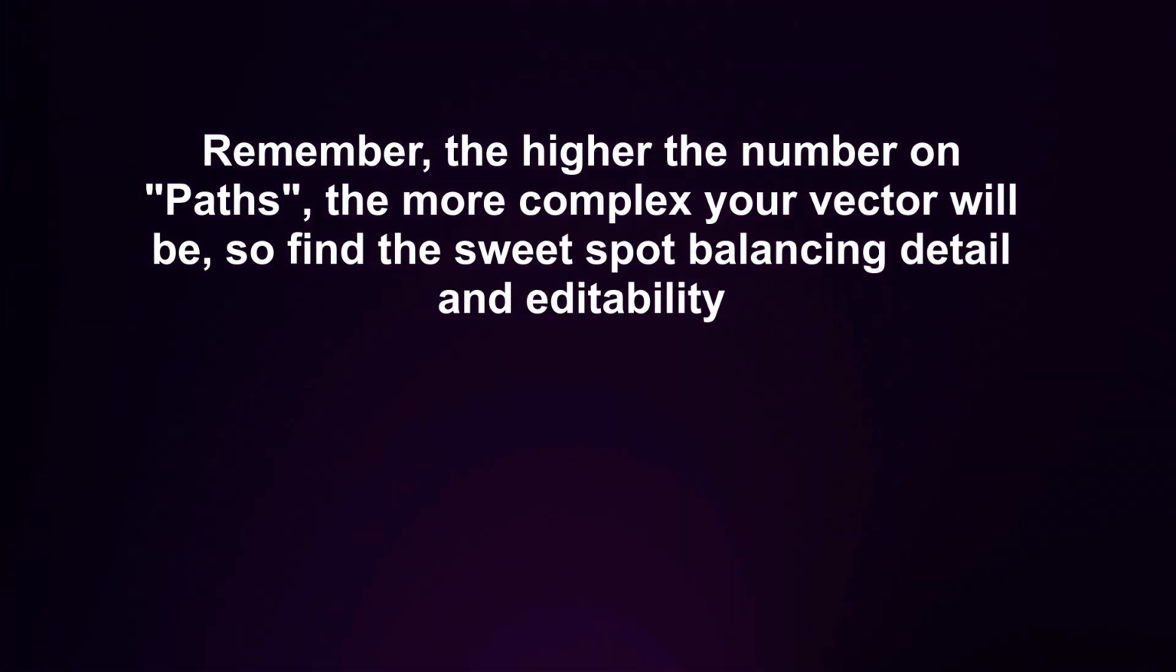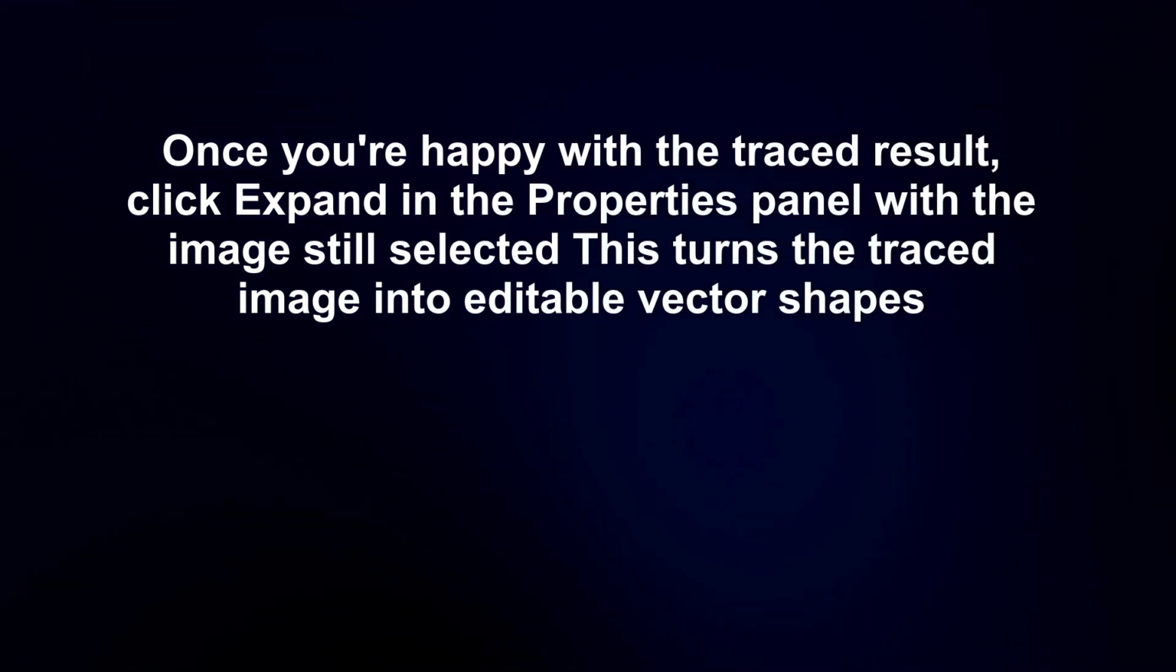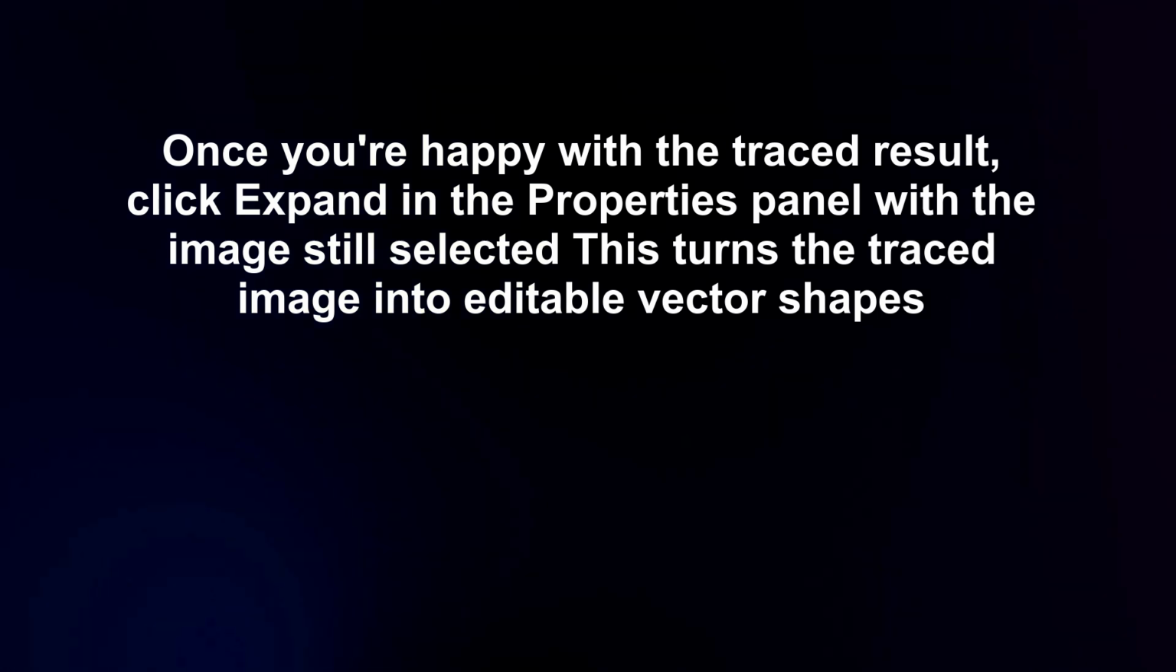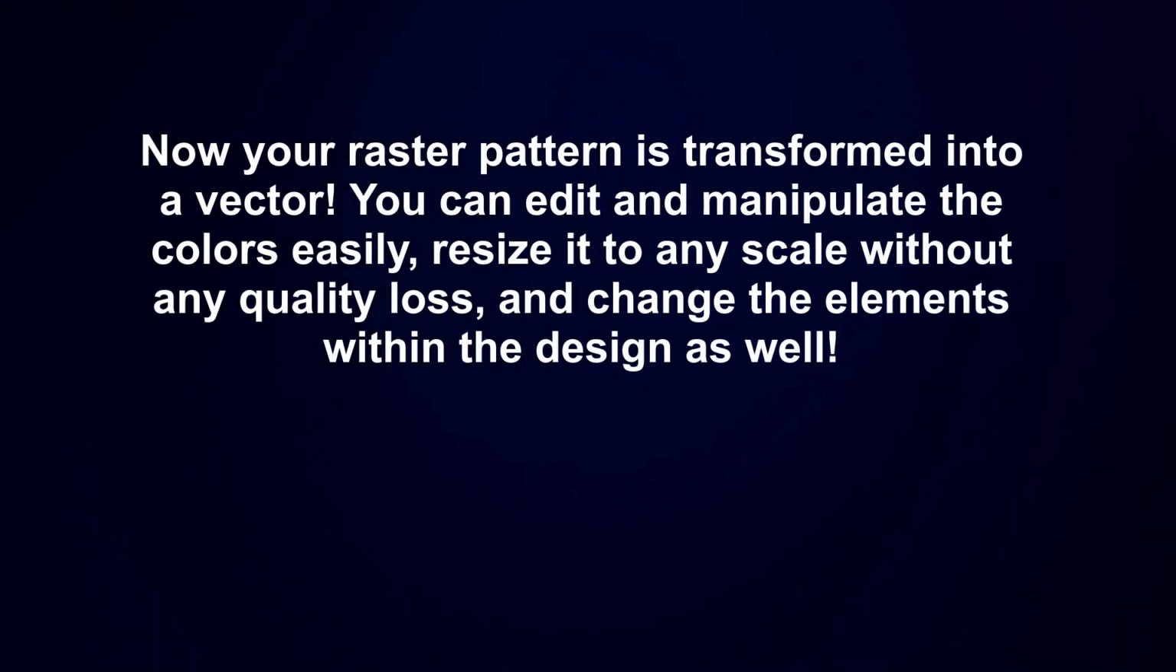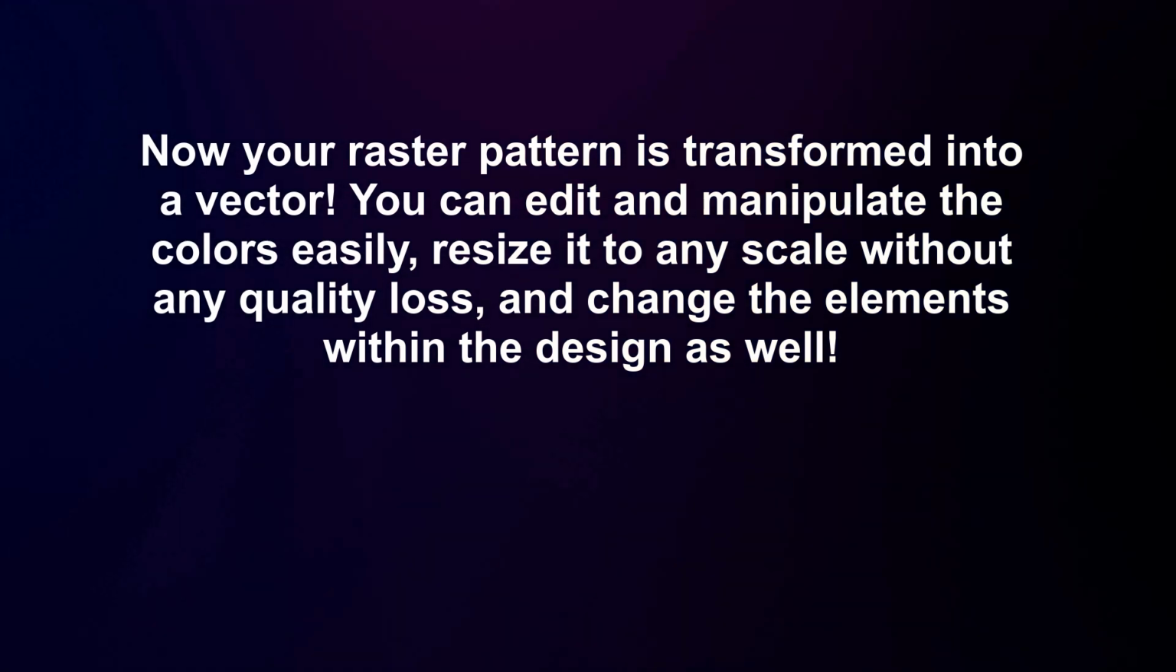detail and editability. Once you're happy with the trace result, click Expand in the Properties panel with the image still selected. This turns the traced image into editable vector shapes. Now your raster pattern is transformed into a vector.